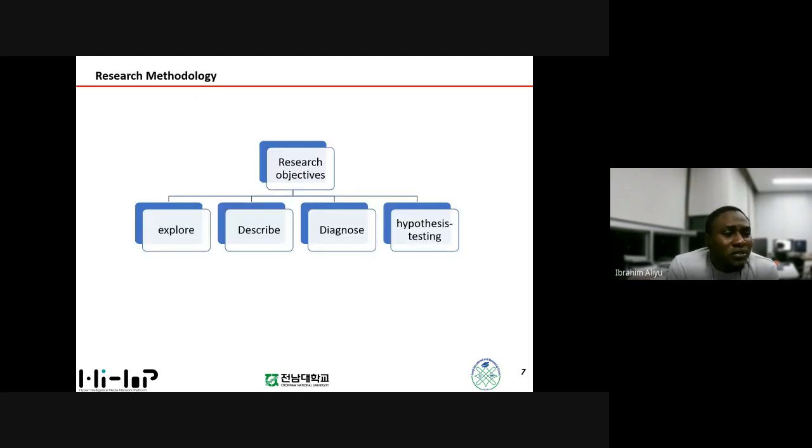The objective of research: as you conduct research, you find yourself doing one or more of these: exploring, describing, diagnosing, and forming and testing hypotheses. Sometimes, as you conduct research, the lines between those keep getting diminished. But this is what you find yourself doing.